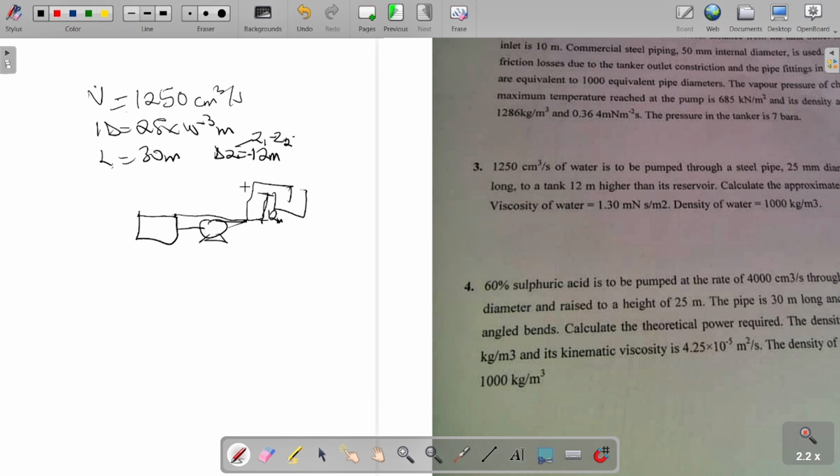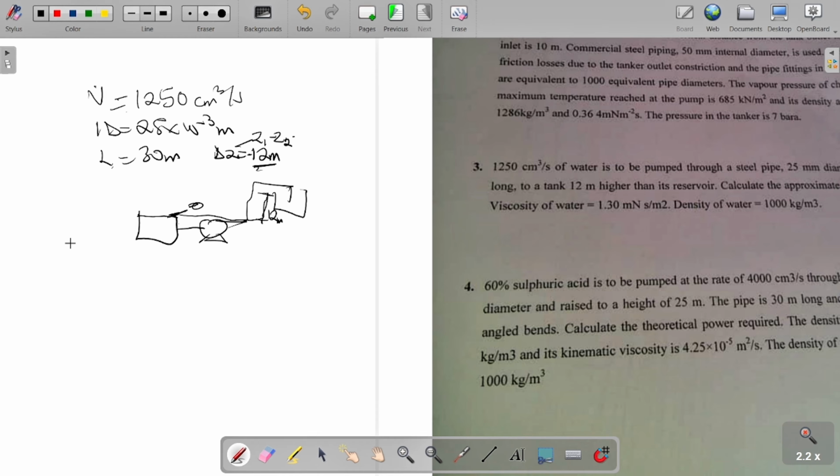So if you have 12 meters and I have Z1, which is the reservoir over here, that's my reference point. So you come to 0. So it's 0 minus Z2, which is 0 minus 12, which is negative 12 over here. So that gives me that one.